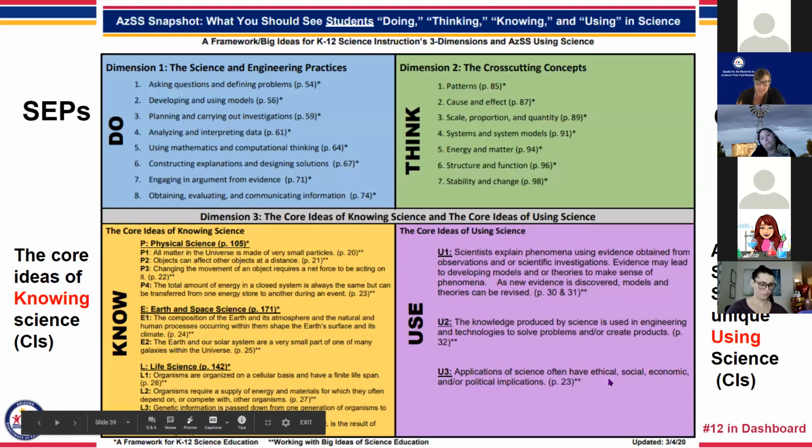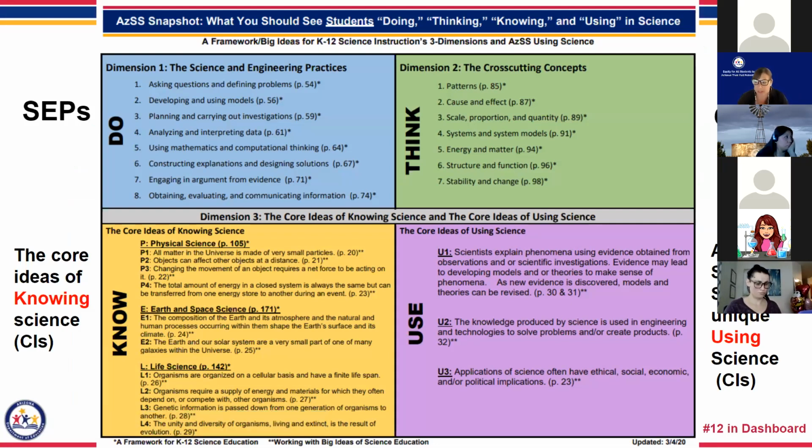And so this is a great tool. This is number 12 in the dashboard. If you want to go ahead and open it so you can look at it and make sure you know exactly where it is, this is called a snapshot. Think of it like a placemat. When you sit down to plan, this is the thing you want to have out to start with.